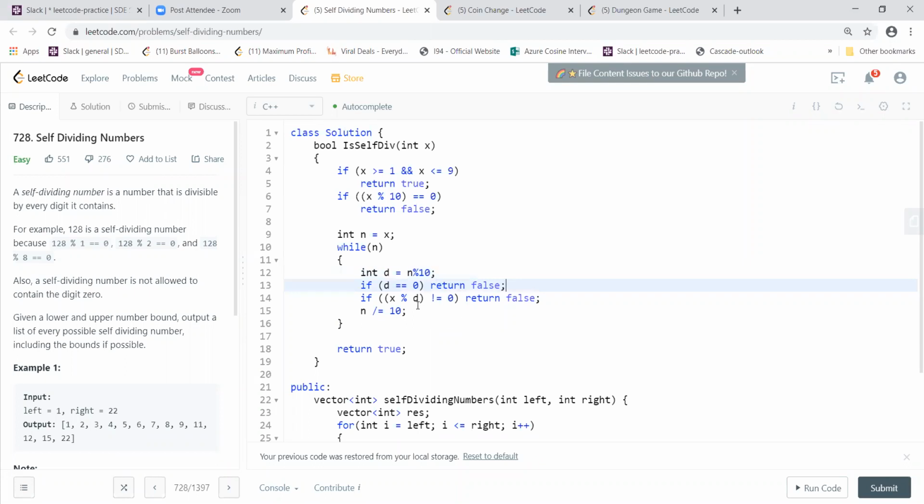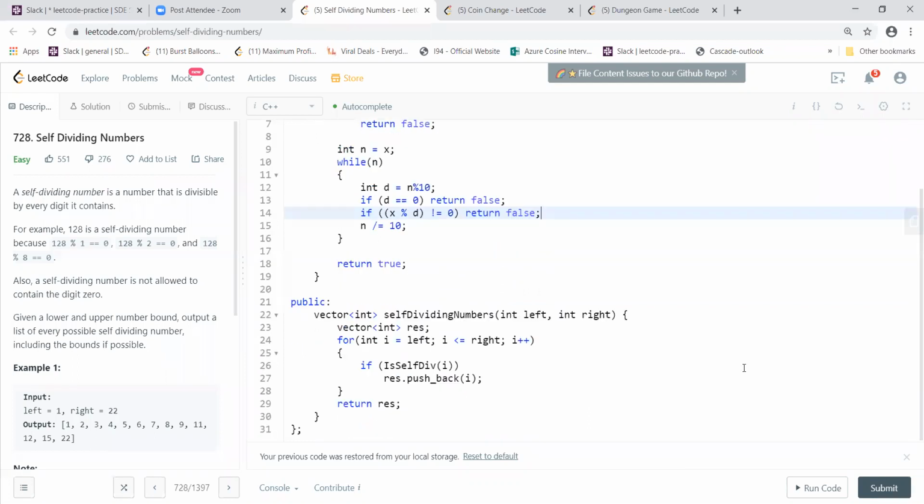If it is not 0, then I see if I can divide this number by the digit which I just extracted, and if it is not 0, I return false, and just keep on dividing the number I've taken earlier by 10, so I can get the next digit. Okay, so this is the very simple implementation. There might be other approaches also to do this, but I thought this was the easiest way to do it, so I just did that.